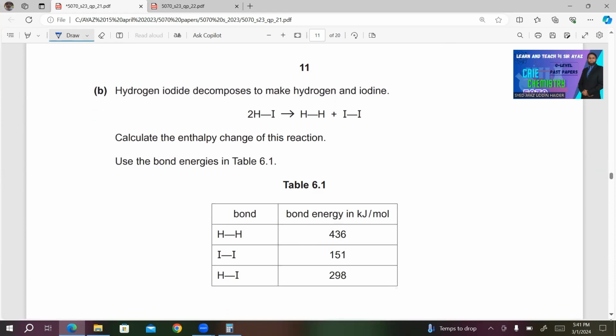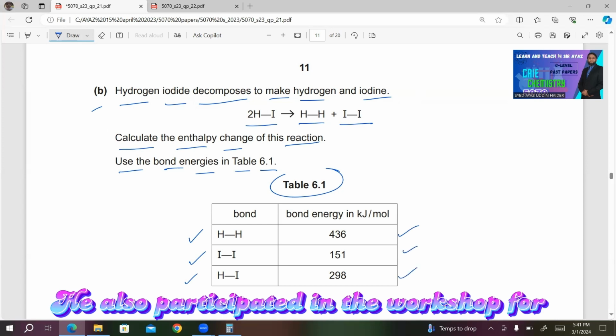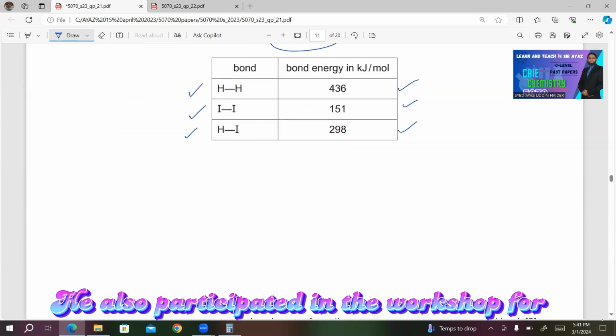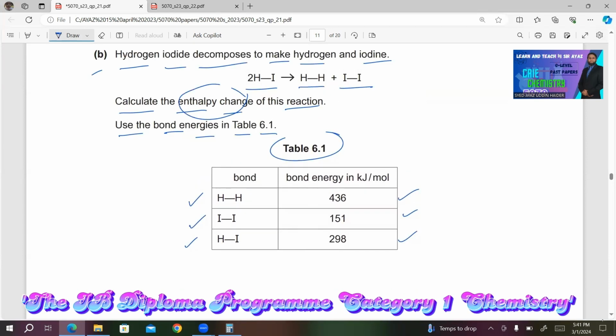Moving to part B. Hydrogen iodide decomposes to make hydrogen and iodine. This is the reaction: 2HI gives H-H plus I-I. Calculate the enthalpy change of this reaction. Use the bond energies in table 6.1. This is table 6.1. Here we have bonds H-H, I-I, H-I, and these are the bond energies in kilojoule per mole.